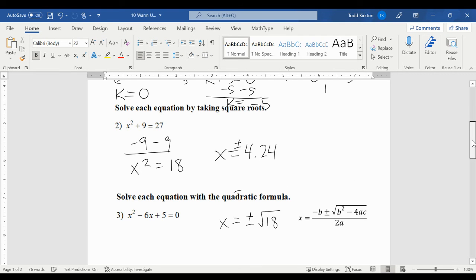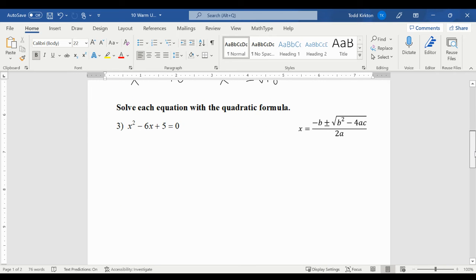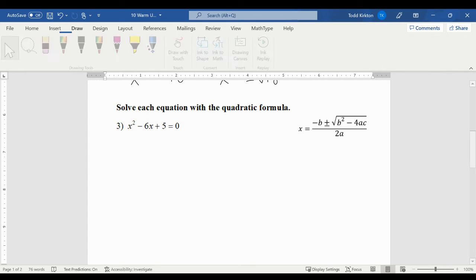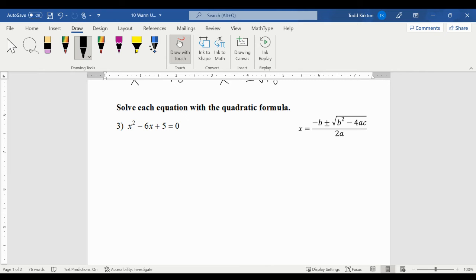Solve using the quadratic formula. It's already on one side of the equation, so I know A is 1, B is -6, C is 5. If you had your choice on how to solve this one, numbers are pretty small. It'd be worth checking to see if you could factor it, but we're going to practice doing the quadratic formula.